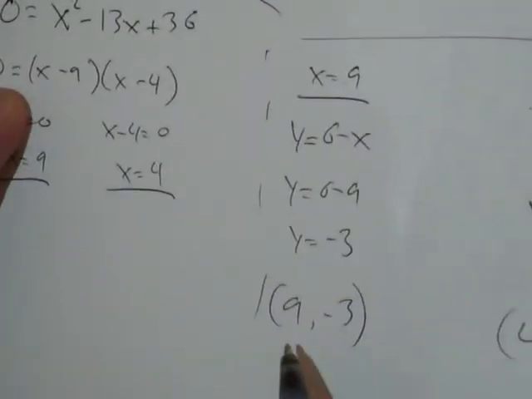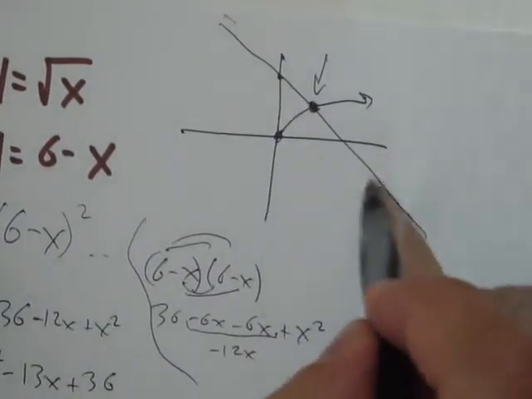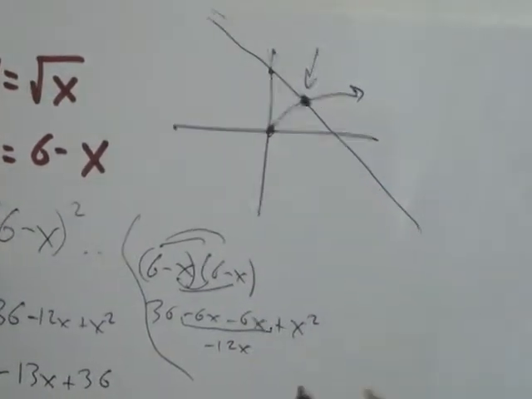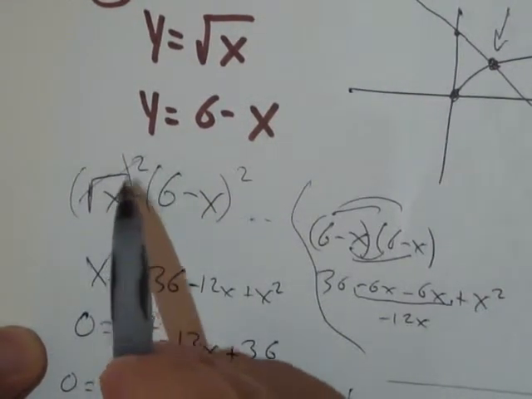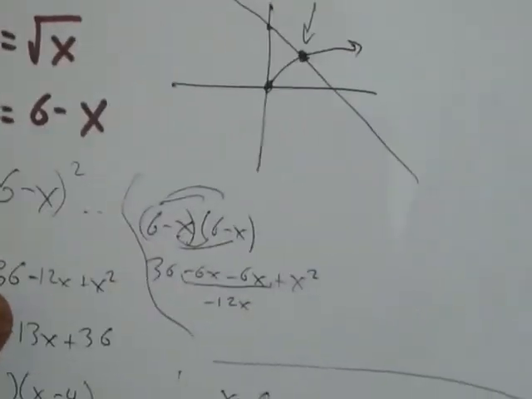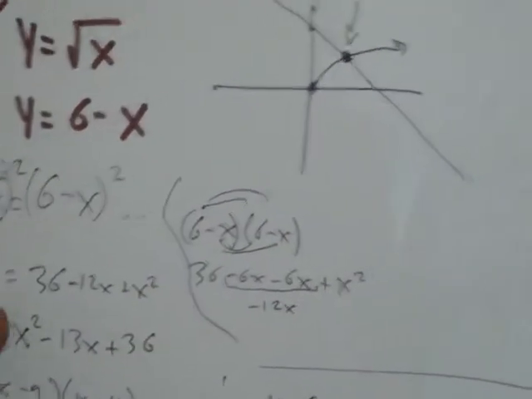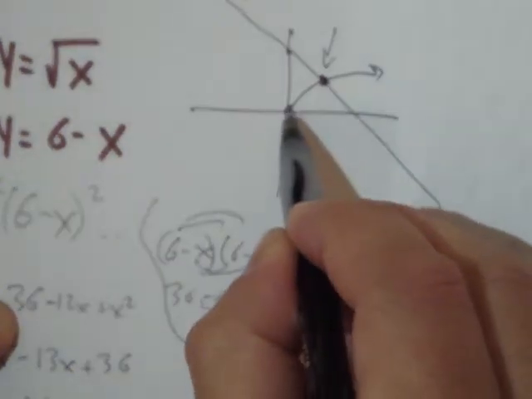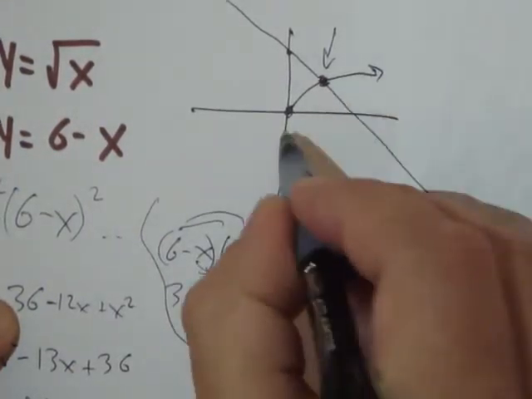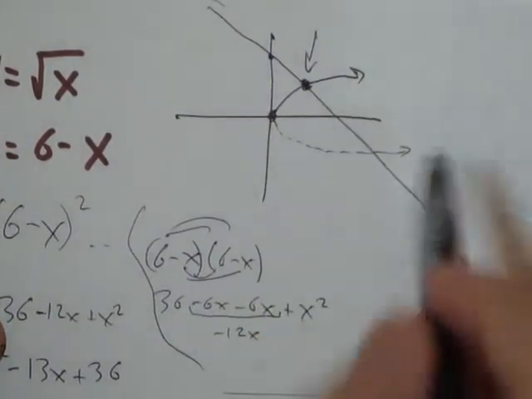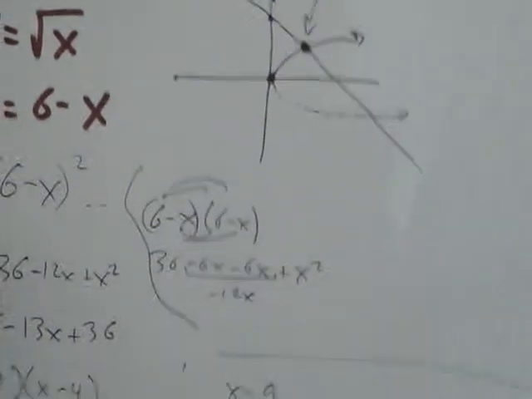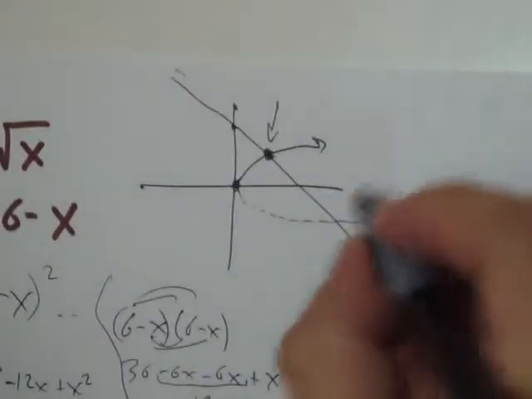So where did this 9, negative 3 come from? That would be down here somewhere. Over 9, down 3, so over here someplace. What ended up happening was that when we squared it, to go from square root of x to just x, we picked up an extra solution. Instead of graphing just this half, we ended up graphing this whole sideways parabola. So that 9, negative 3 is this point down here.